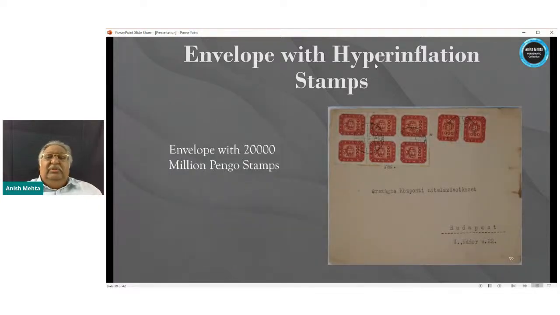Another envelope, these are of Hungarian pengos. There are 8 stamps on it. Total of, they are 6 stamps of 3000 million each and 2 stamps of 1000 million each. So total comes to 20,000 million, which is about 20 billion pengos stamps put onto this particular envelope.